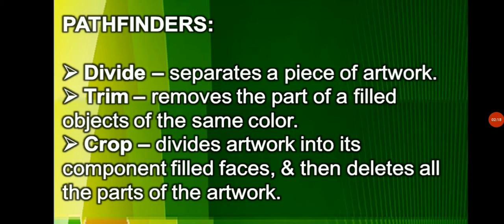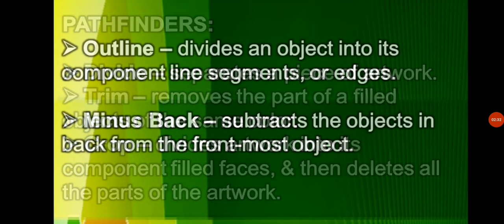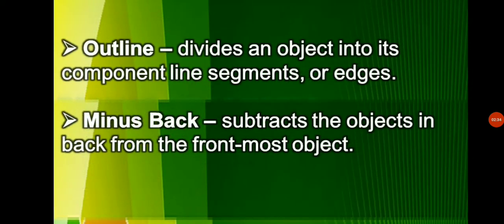Crop divides artwork into the component filled faces and then deletes all parts of the artwork that fall outside the boundary of the topmost object. It also removes any strokes. The outline divides an object into its component line segments, or edges. This command is useful for preparing artwork that needs a trap for overprinting objects. And also the minus back. Subtracts objects in the back from the front most object. You can use this command to delete areas of illustration by adjusting the stacking order.